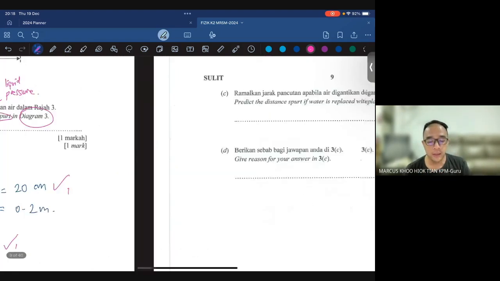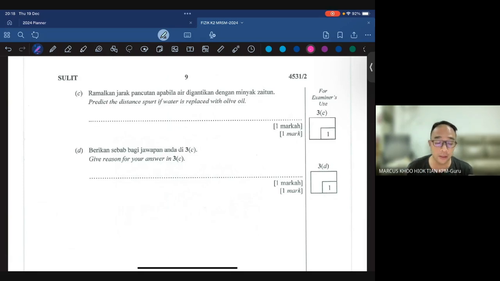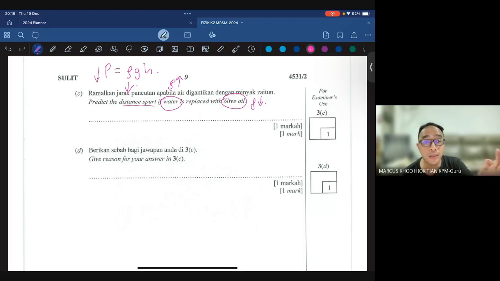Next, predict the distance of the water spurt if the water is replaced with olive oil. If we replace it with olive oil, minyak zaitun, first thing we need to remember is go back to the formula rho g h. In terms of the olive oil, its density, its ketumpatan, is lower, but water, the density is higher. So if the density decreases, the distance of the water spurt will decrease because the pressure decreases.